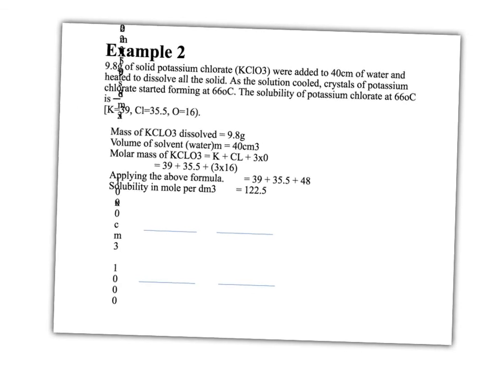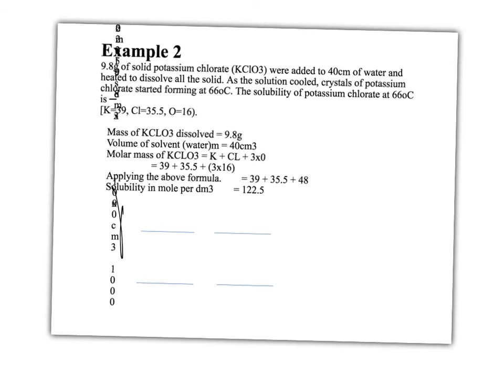Now let's get to another example. Don't mind these ones, just a simple mistake from the PowerPoint slide. Let's say 9.8 gram of solid potassium chlorate were added to 40 cm³ of water and heated to dissolve all the solid. As the solution cooled, crystals of potassium chlorate started forming. So the solubility of potassium chlorate at 66 degrees centigrade is what? It's also giving the molar mass as usual.